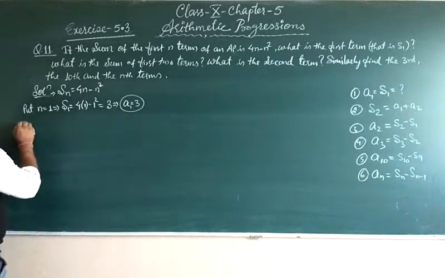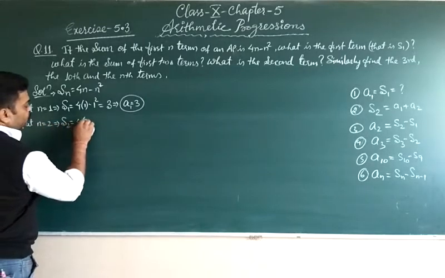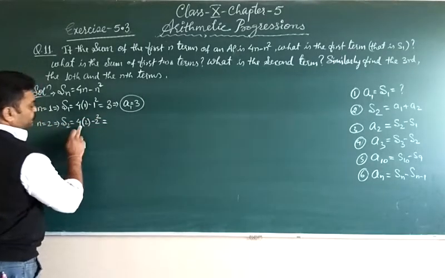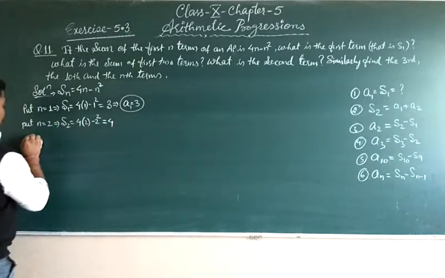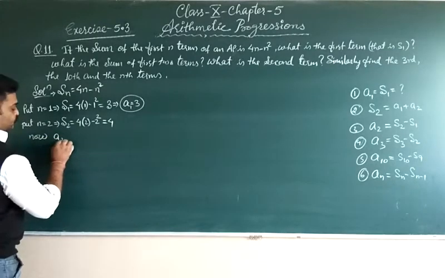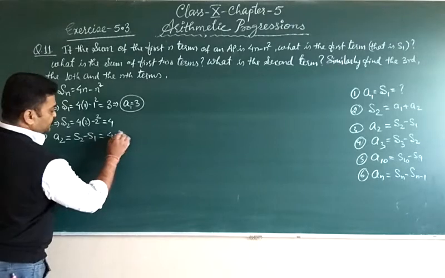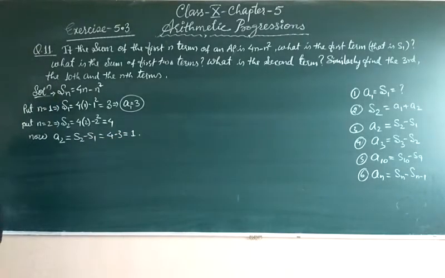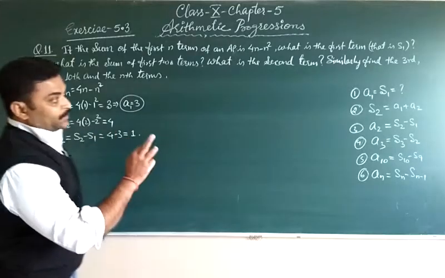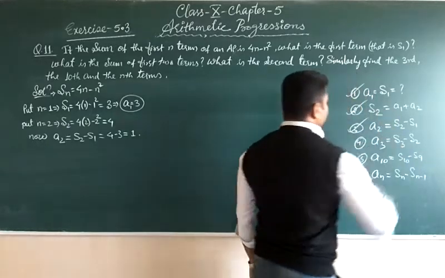Second, put n is equal to 2. This implies S2 is equal to 4 into 2 minus 2 square, that is 8 minus 4, that is 4. Now A2 is equal to S2 minus S1, that is 4 minus 3 is equal to 1. Clear? From S1 and S2, we find A2.